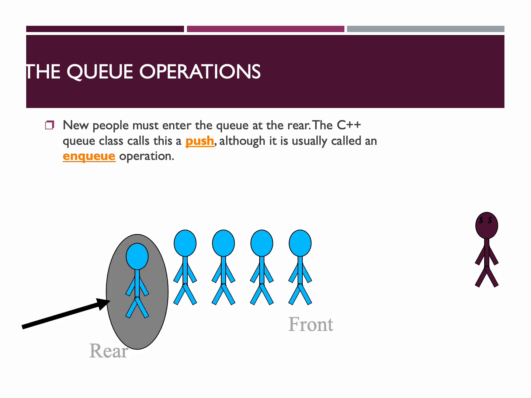If you look at the next slide, here we are doing the enqueue operation. Enqueue is the process of adding an element to the rear of the queue, as I said earlier. In the diagram, a new person or element is entering the queue at the rear, which is where all new additions happen. The C++ queue class may refer to this as a push operation, but it is commonly called enqueue across most programming languages and contexts.